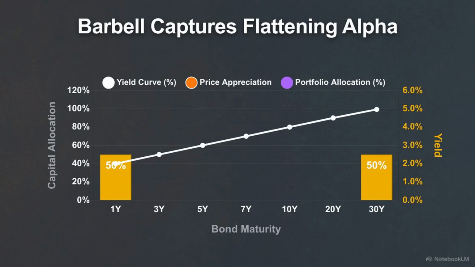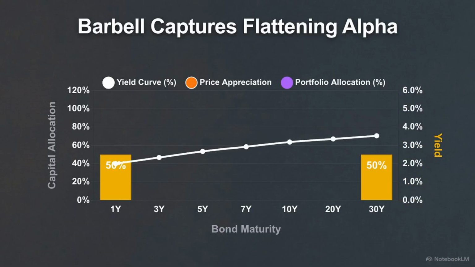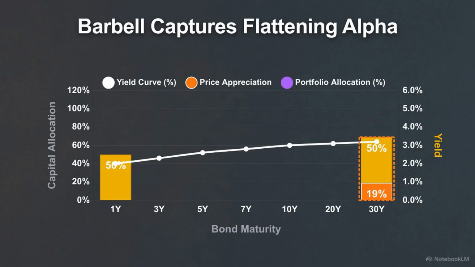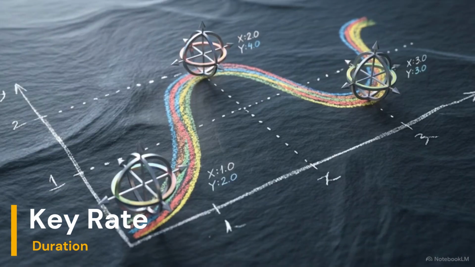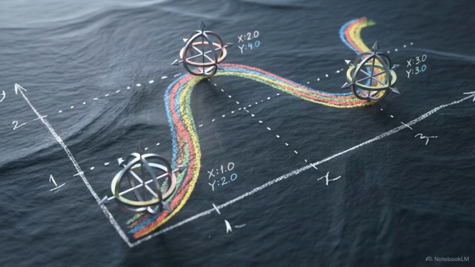If a manager predicts a bullish flattening, where long-term rates fall, they will strategically rotate out of a bullet and into a barbell to maximize their price appreciation on the long end. To execute these complex structural rotations, managers rely on key rate duration. This measures price sensitivity at specific targeted curve nodes, rather than measuring overall parallel shifts across the entire curve.